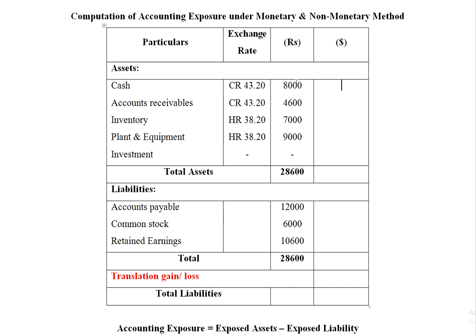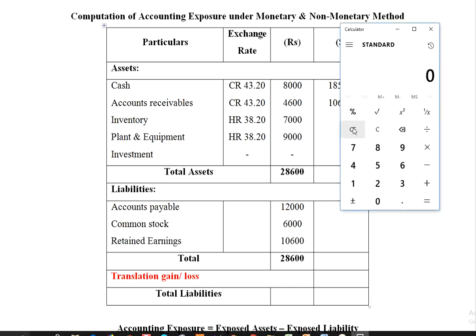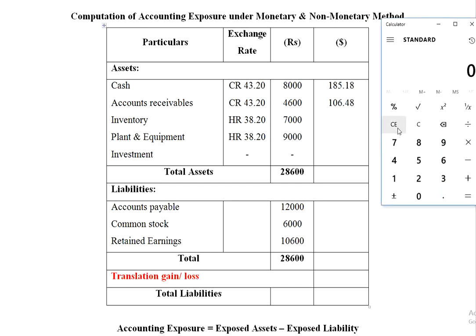So how do you convert this? 8,000 divided by 43.20, 185.18. Please check your calcs, convert it. And 4,600 divided by 43.20, it is 106.48. Similarly, 7,000 divided by 38.20. Let me show it again one more time. 7,000 minus this one, 38.20, it is 6,009.